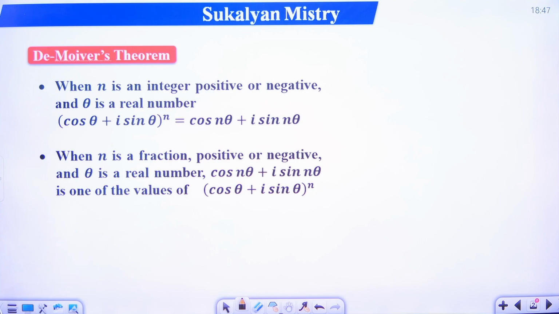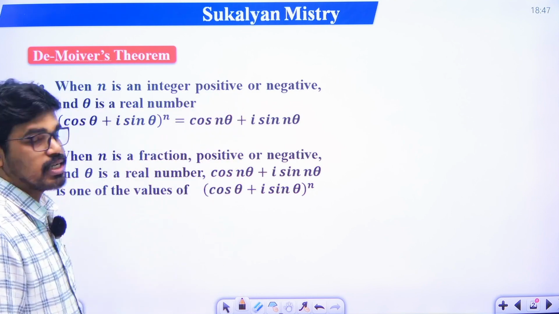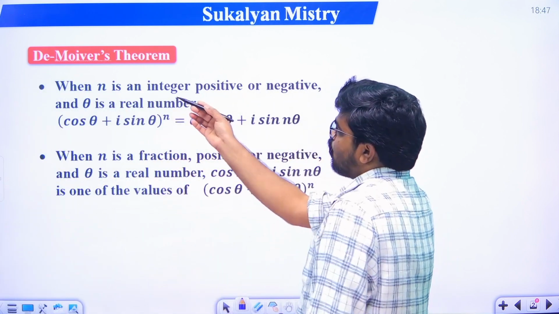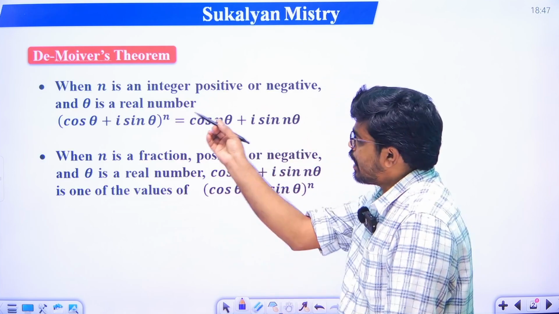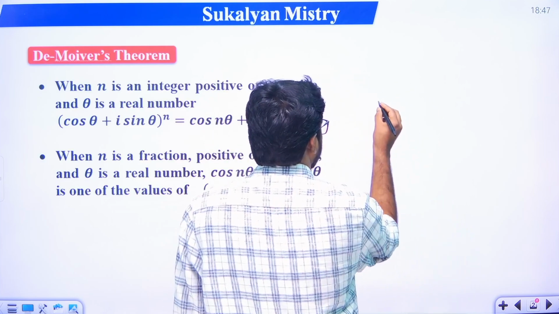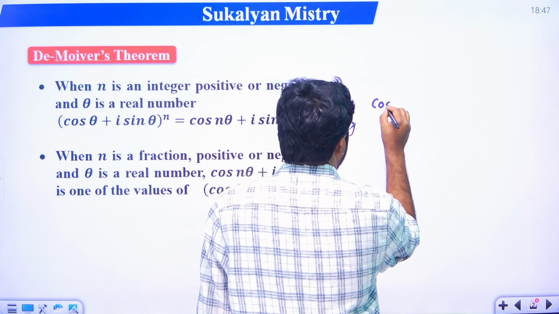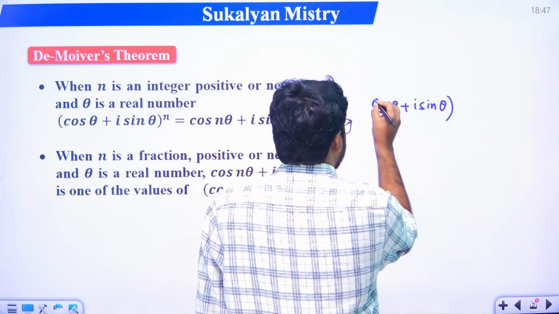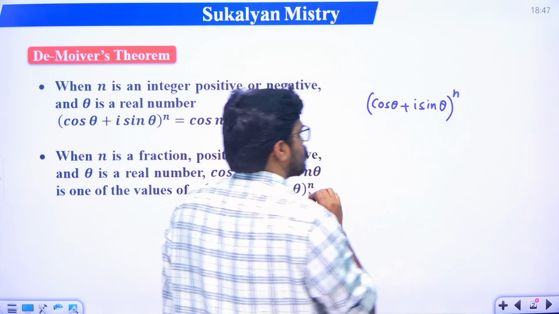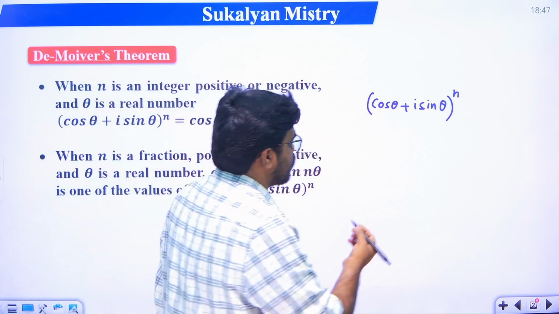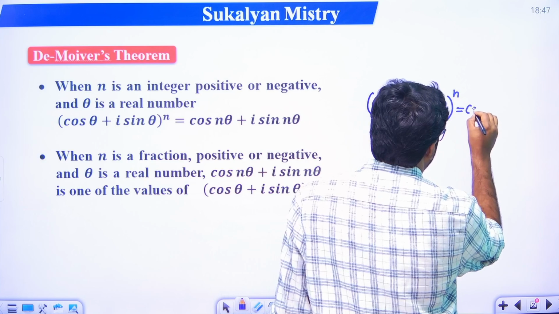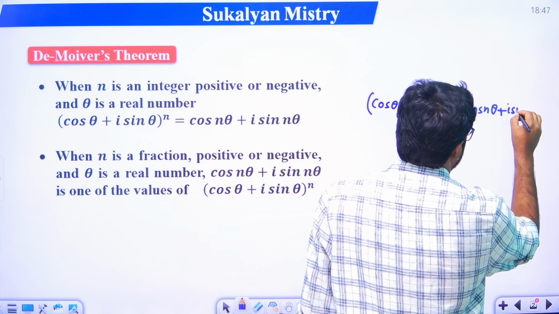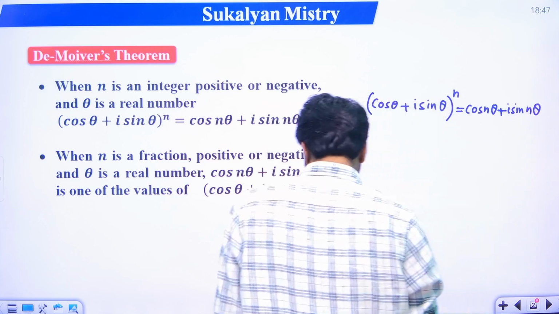When n is a positive or negative integer and theta is a real number, then de Moivre's theorem states that (cos theta plus i sin theta) to the power n will be cos n theta plus i sin n theta. Okay.